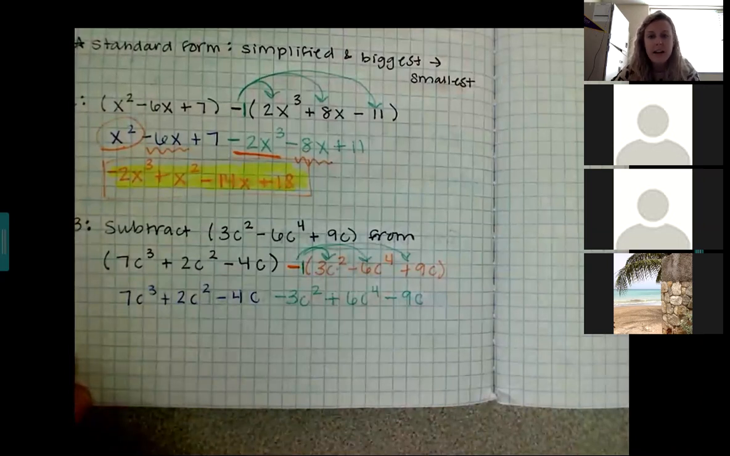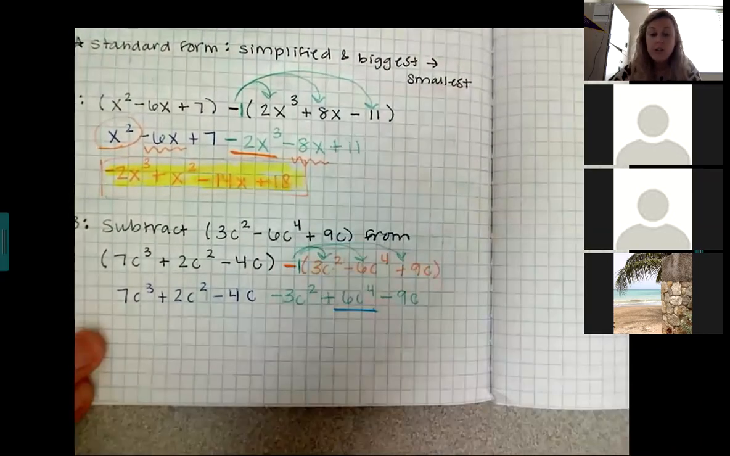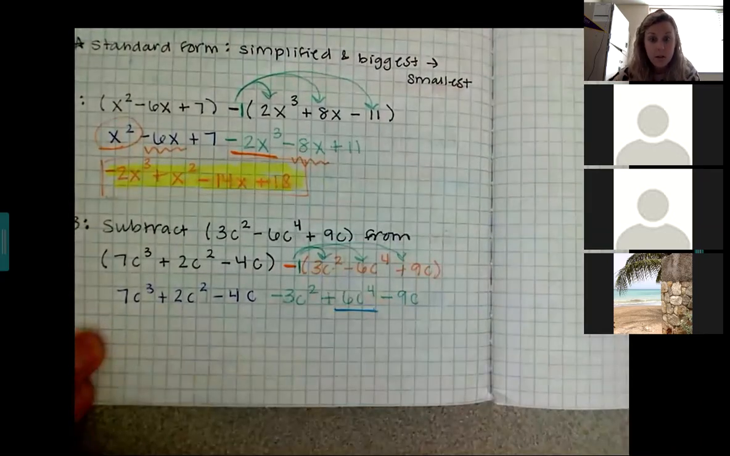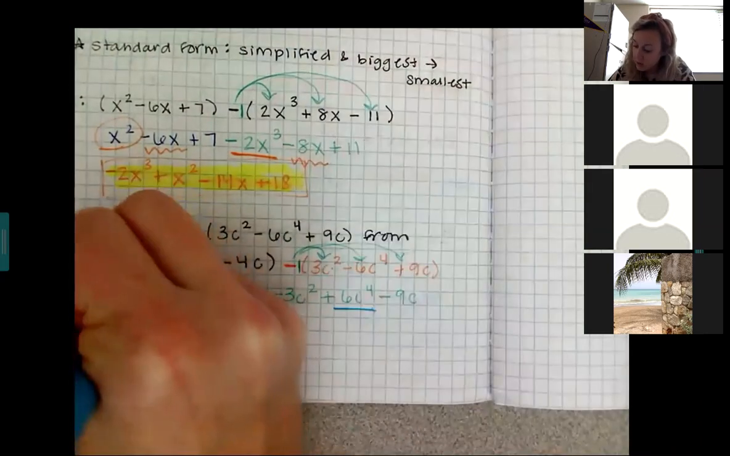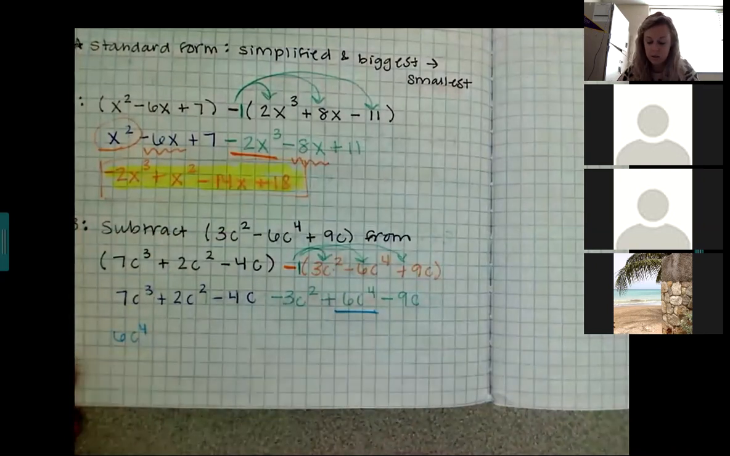What's my biggest exponent you see? 4. Good. So 6c to the 4th. Do y'all see any other c to the 4ths? No. So let's go ahead and bring it down. What would come next? Seven c to the 3rd. Good.